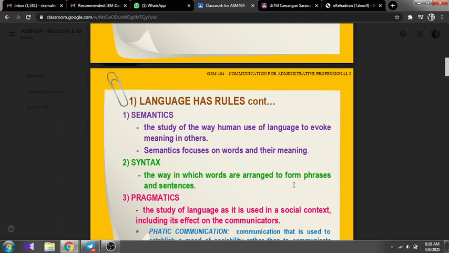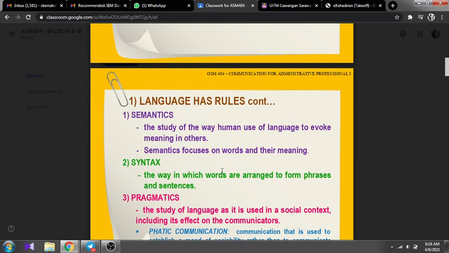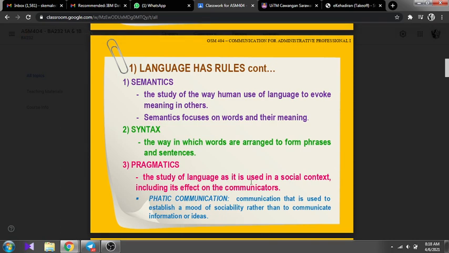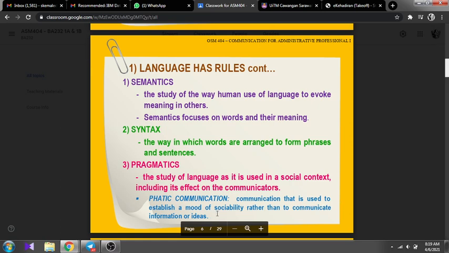Syntax is the way in which words are arranged to form phrases and sentences. How the connection of the words makes some of the meanings. Pragmatics is the study of language as it is used in a social context, including its effect on the communicator. This one has phatic communication. It is communication that is used to establish a mode of sociability rather than to communicate information or ideas.